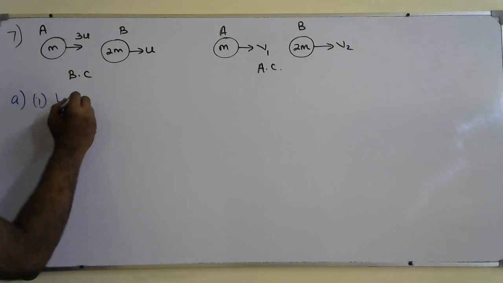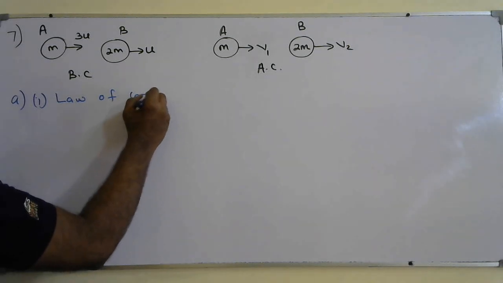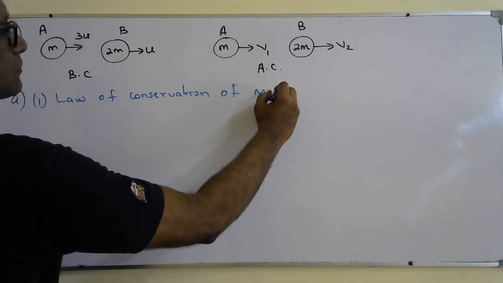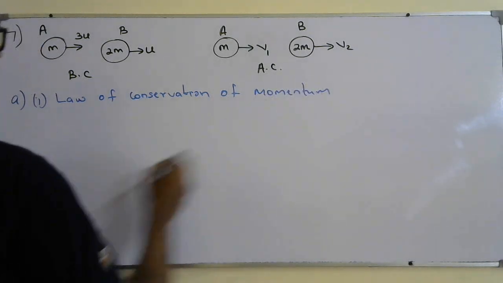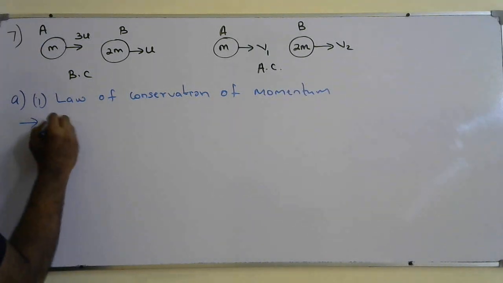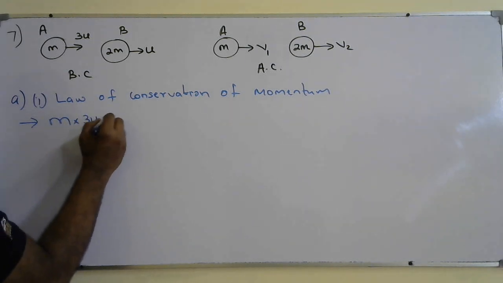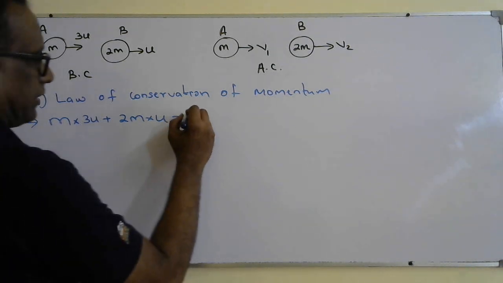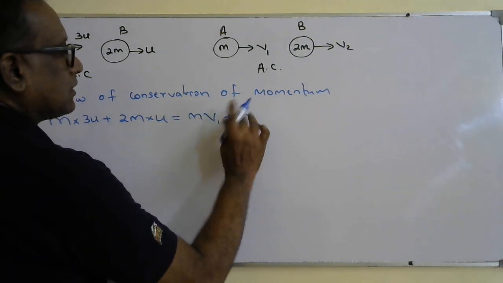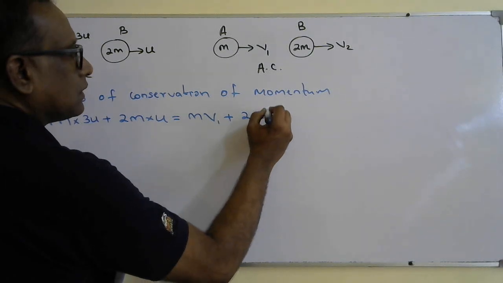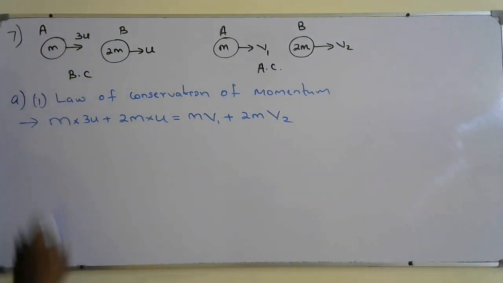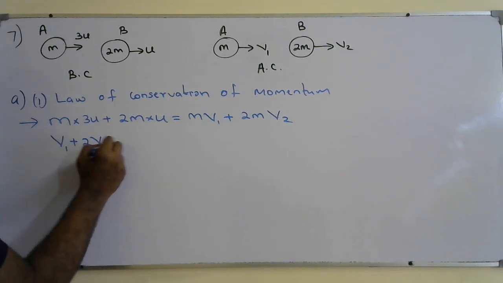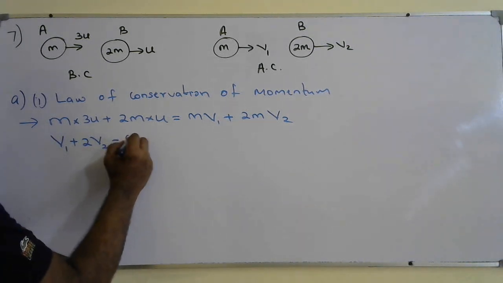We'll write the law of conservation of momentum. We'll write it towards the right, positive. So that means m into 3u plus 2m into u is equal to m into v1 plus 2m v2. So all the m will get cancelled. We'll get an equation: v1 plus 2v2 equal to 5u.